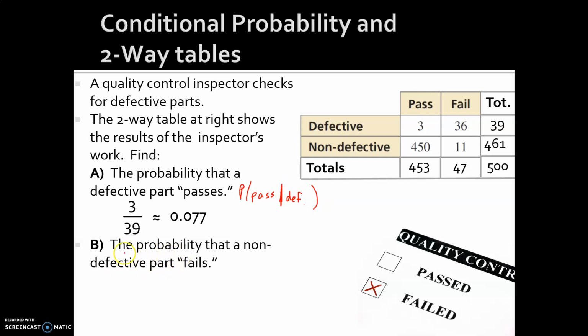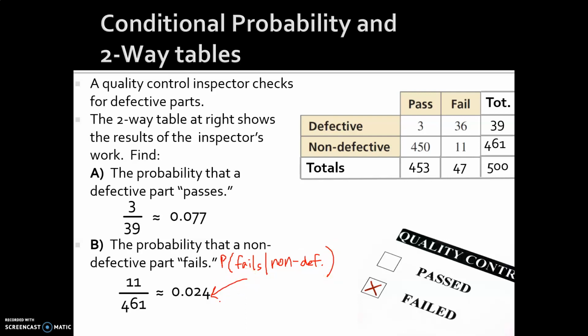All right, the second conditional probability we're going to look at here is what's the probability that a non-defective part fails? Okay, so they're telling us the part is non-defective, and we want to know how many of those non-defective parts fail. That's 11 over 461. So here we're going to say we want the probability that a part fails given that it's non-defective. And that's the probability you're seeing right there. Fails given that it's non-defective.